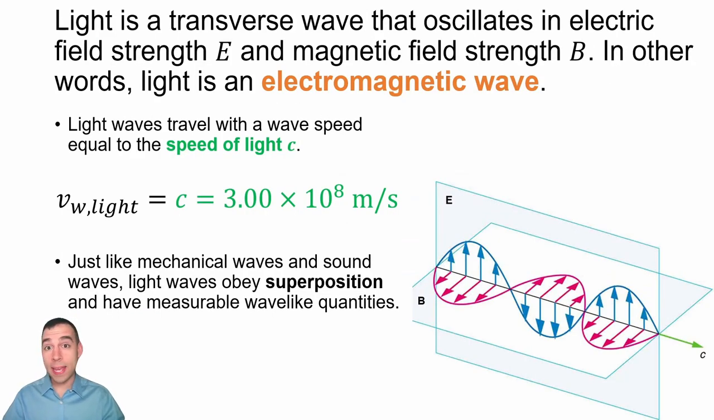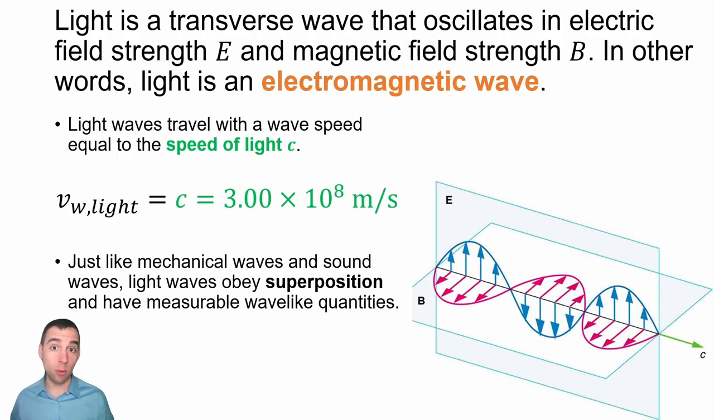Light is a transverse wave, and what's actually oscillating in this transverse wave is the electric field and the magnetic field in that particular region of space. So that is why light waves are called electromagnetic waves. They are an oscillation in the electric field and the magnetic field.